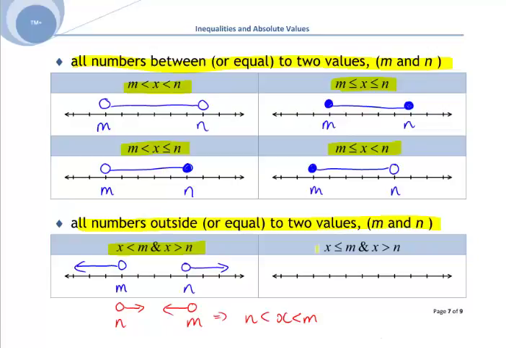For the next one, x is less than or equal to m, x is greater than n. So for my values on my number line, m and n, x is less than or equal to m, so it's coloured in. X is greater than n, so it's open.